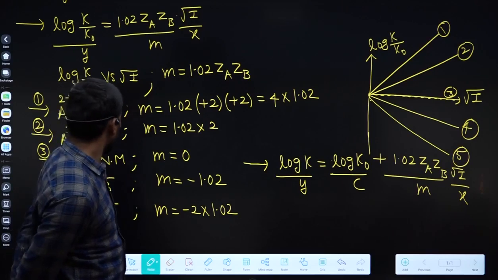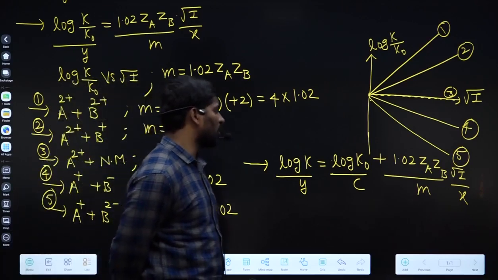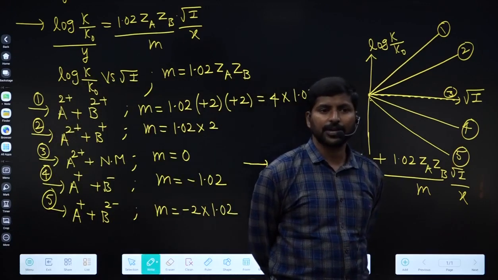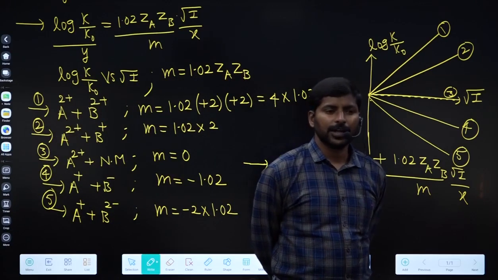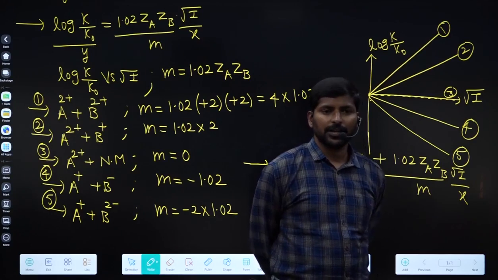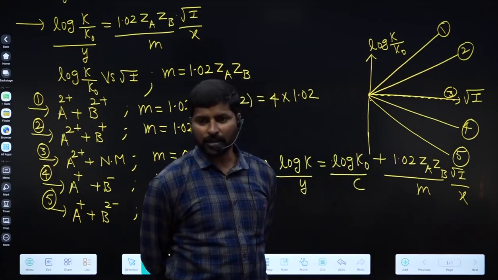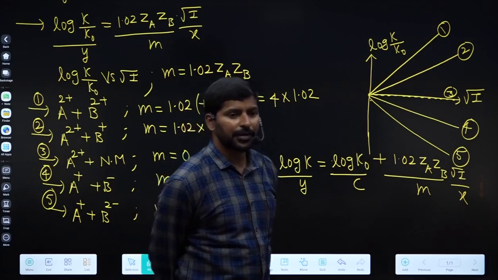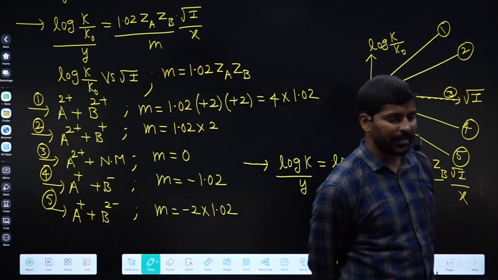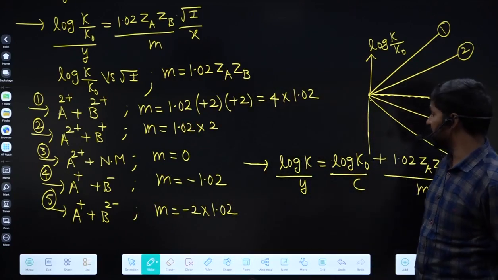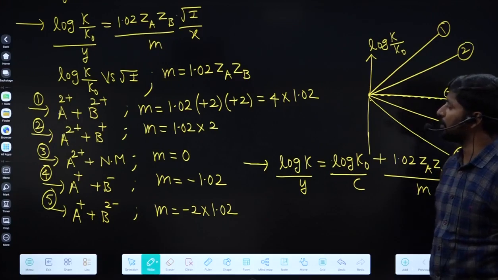Next one. If one of the reactant molecules is neutral, the rate of reaction is independent of ionic strength.